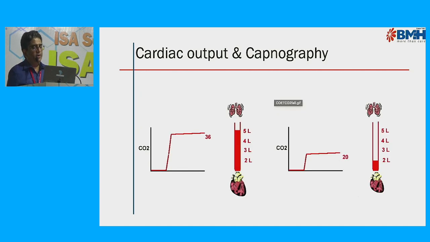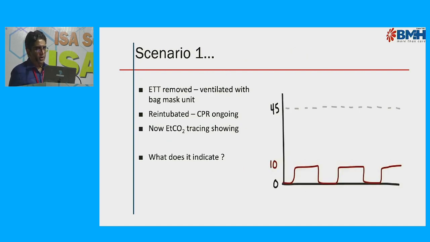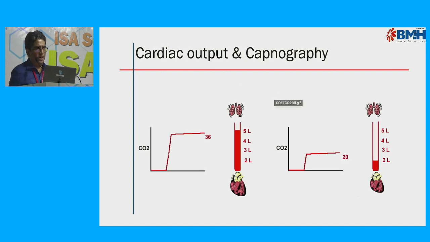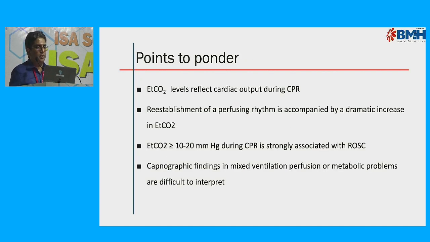So, that comes to the point between cardiac output and capnography. She has said that an ETCO2 of around 20 reflects roughly 2 liters of cardiac output. ETCO2 levels reflect cardiac output during CPR, and re-establishment of a perfusing rhythm is accompanied by a dramatic increase in ETCO2. Around 10 to 20 millimeters of mercury during CPR is strongly associated with the return of spontaneous circulation, and capnographic findings in mixed ventilation perfusion or metabolic problems are difficult to interpret.